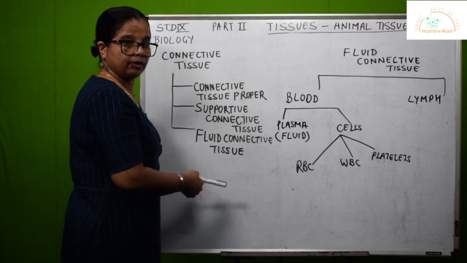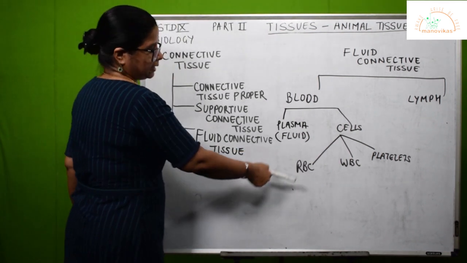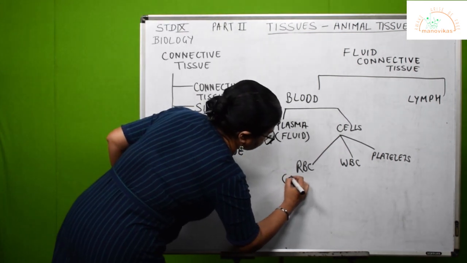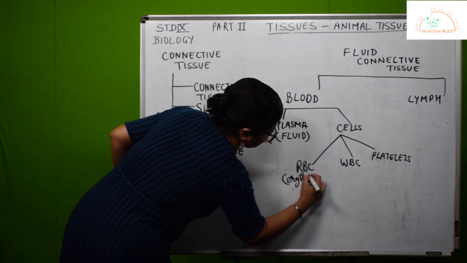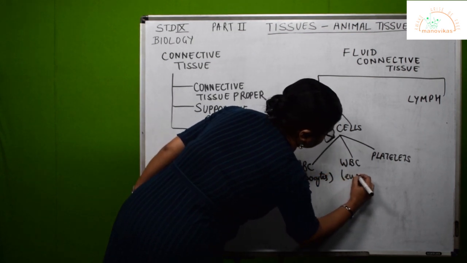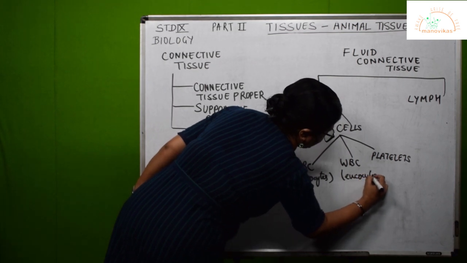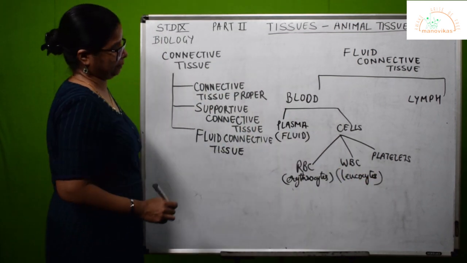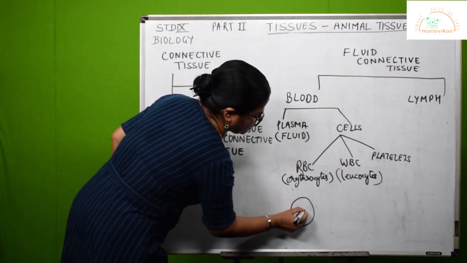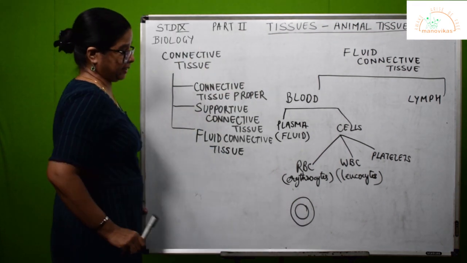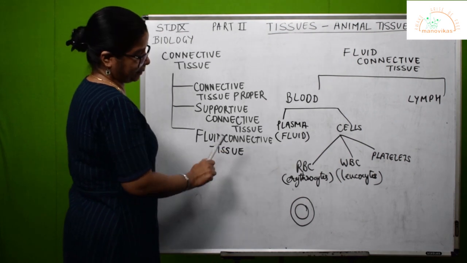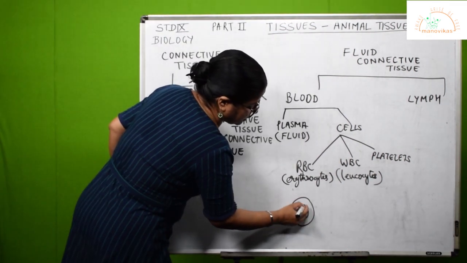RBC, you must know the full form: red blood corpuscles, white blood corpuscles, platelets. RBCs, erythrocytes, leukocytes. So if you are asked these various names, you should be aware of them. Now let us compare the three types of blood cells. Here I am drawing for you a simple diagram of the RBC. What does it remind you of? It reminds you of the donut-like shape. So here it is like this.